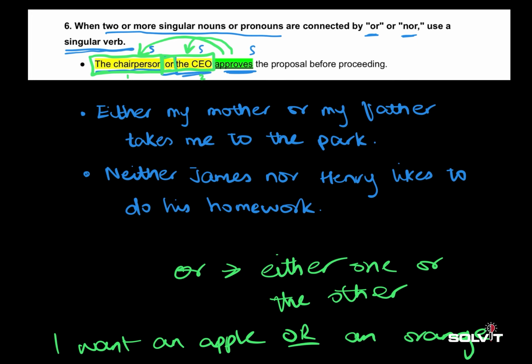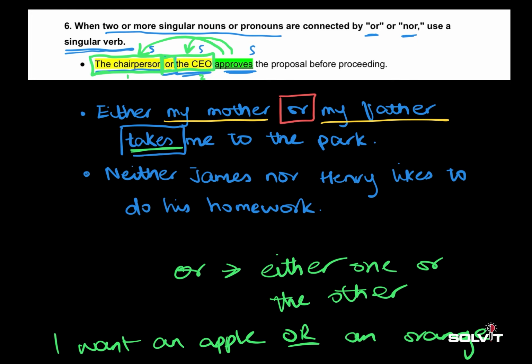Okay, so let's try and identify the subject. My mother, my father. These are the two subjects. And my verb is this, takes, right? And they are connected by the word or in the middle. Okay. So either my mother or my father takes me to the park. Now see, again, what we're trying to do is make sense of this sentence. So this sentence means that either my mother will take me or my father will take me. Both of them will not take me together, which means that my subject is singular because only one of them will take me. So either my mother or my father takes me.